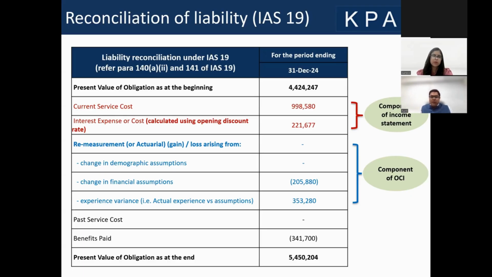First being the current service cost, which reflects the cost of the additional benefits earned by the employees as they complete another year of service. It is recognized as an expense in the income statement. Second being the interest cost.